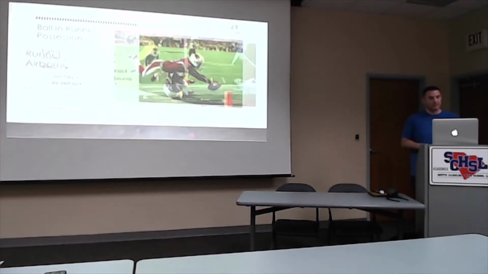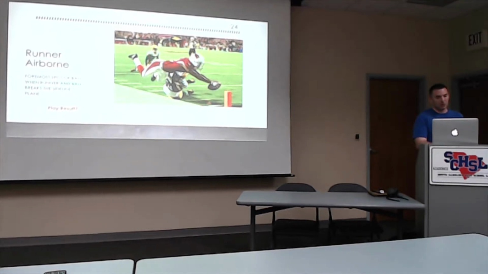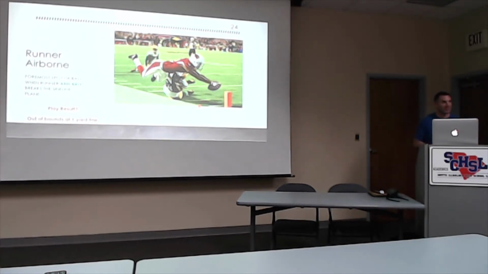What if he's airborne? So that's the foremost spot of the ball when the runner and the ball break the sideline plane. So what would be the result of this play? He's out of bounds. The ball is going to go out of bounds over here. Still shot, okay? But when this ball breaks the sideline is when it will be out of bounds.